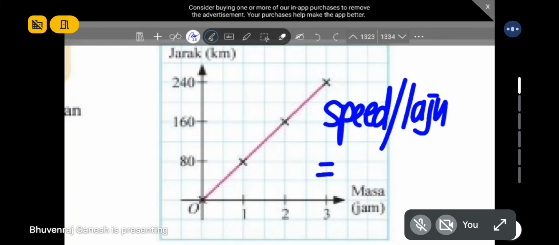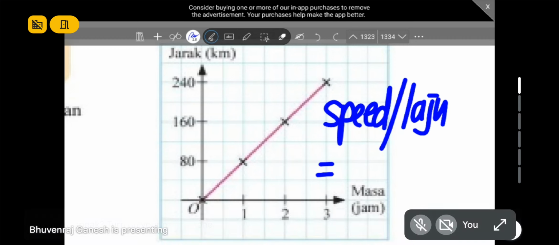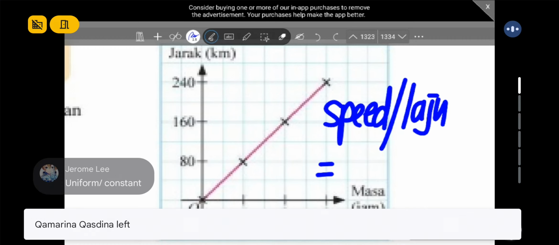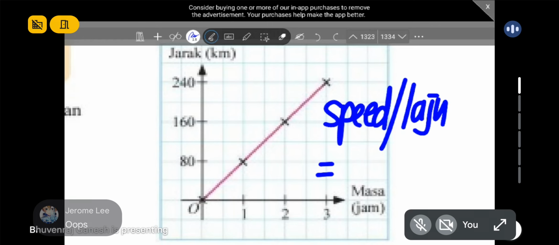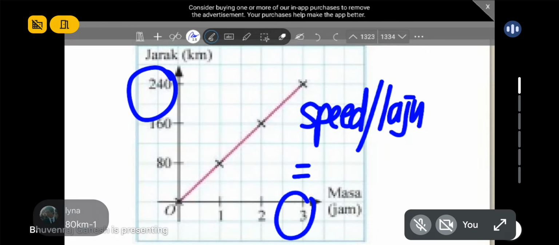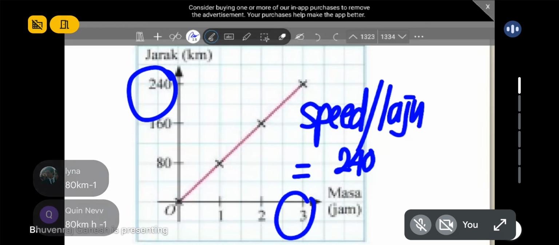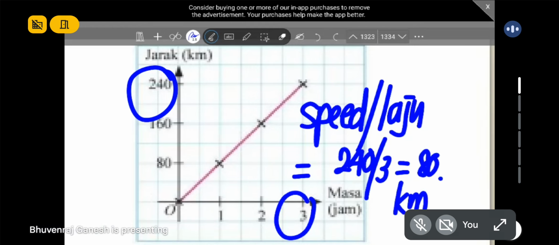So again guys, can you tell me what is the speed over here for this graph? Apa laju dia yang kamu boleh kira? Make sure to put unit also guys. Your answer must always come with unit. This chapter, unit is very important. Unit dia sangat penting. So anyone? Yes, basically you just take 240 divided by 3. So your answer is 80 kilometer per hour, or kilometer per jam.